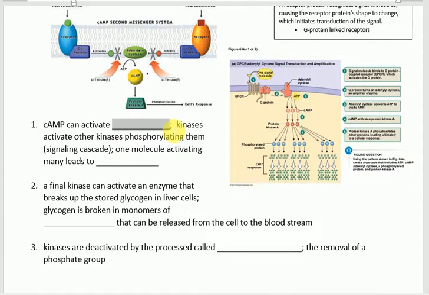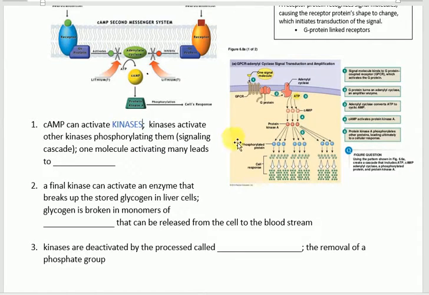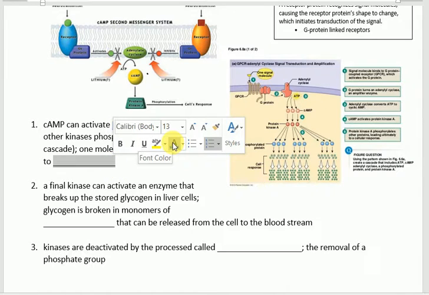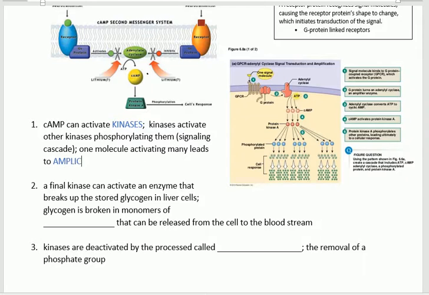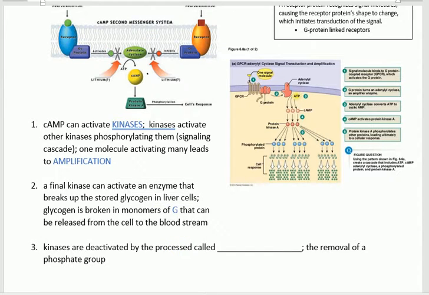So cyclic AMP has the ability to activate kinases, and these kinases end up activating other kinases and phosphorylating them. And one molecule activating many leads to amplification. And then a final kinase can activate that enzyme that breaks up the stored glycogen in liver cells, and then that glycogen is broken into monomers of glucose that can be released from the cell into the bloodstream.